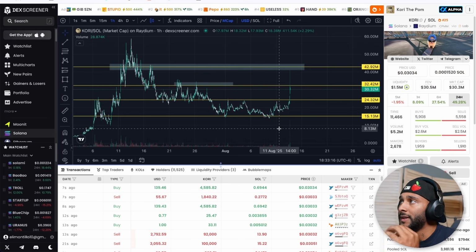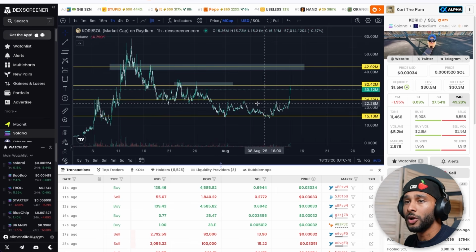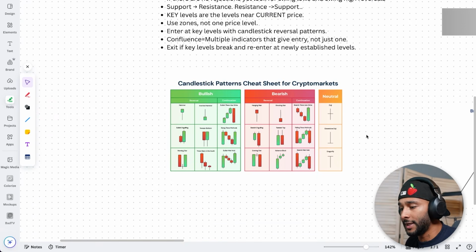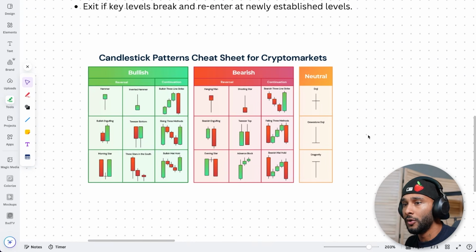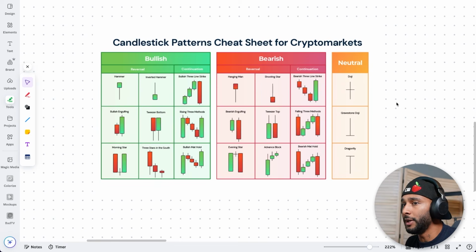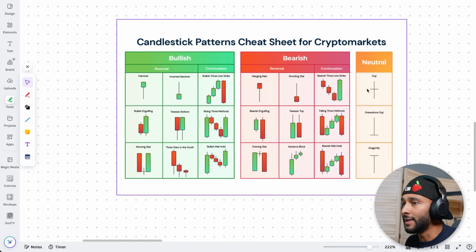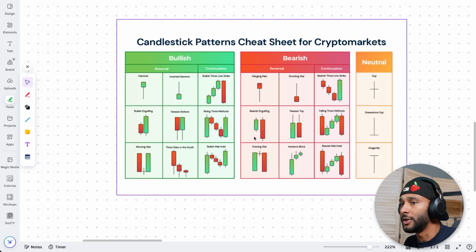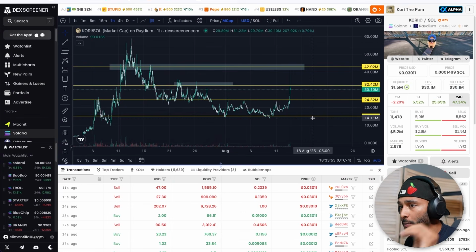So those are the things that you're looking at, and what you guys want to do is enter at key levels with candlestick reversal patterns. Now, I'm not going to go too deep into that. You guys can go ahead, take a screenshot of this, or just look up candlestick reversals. It's pretty basic stuff, but you'll have things like a doji. You'll have things like bullish engulfing or bearish engulfing candle, evening stars. So these are things that you're going to be looking for on top of just support and resistance.